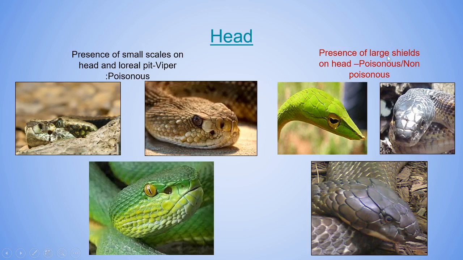Coming to the other features of the head, if the head is having larger scales, you can see here these two are non-venomous snakes. This is the green whip snake, and this one is a rat snake. This one is king cobra. So in every case, you can see that the heads are having larger scales. So larger scales can be the feature of a poisonous snake as well as that of a non-poisonous snake. In that case, we have to go back and check for the other features, whether it is poisonous or not.